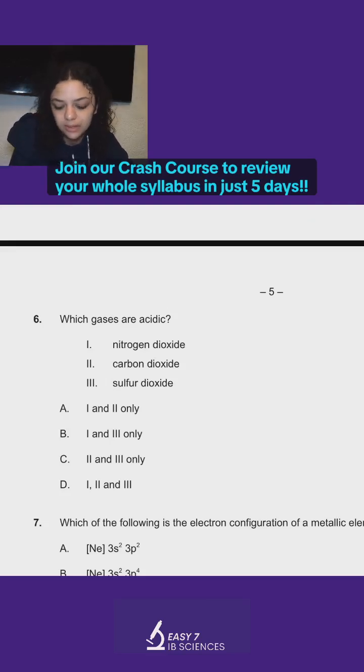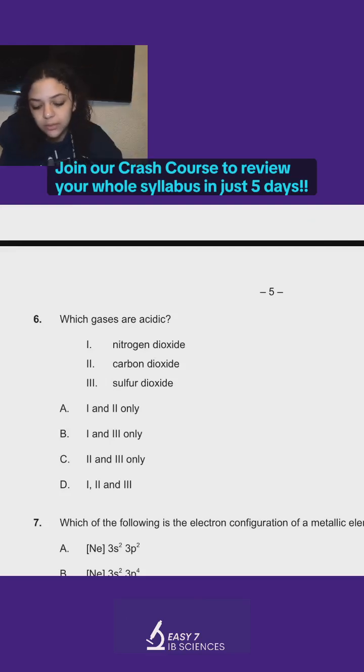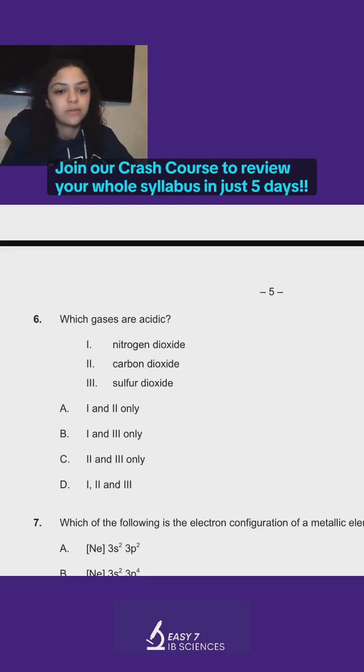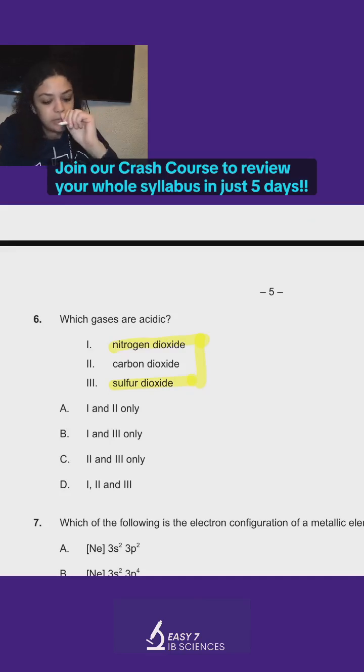All right, what are we thinking for this one? Someone said, I think all 3. So which gases are acidic? We know only 2 of them cause acid rain, and that's the tricky thing with IB. You would only get the mark if this question said which one of these cause acid rain, and you would say nitrogen dioxide and sulfur dioxide, and we stress this in our syllabus. These are the only ones that cause acid rain.